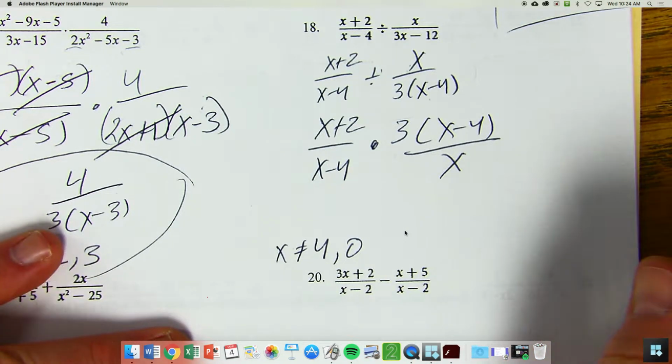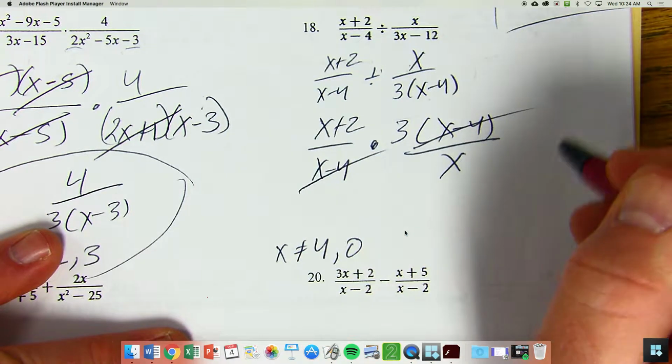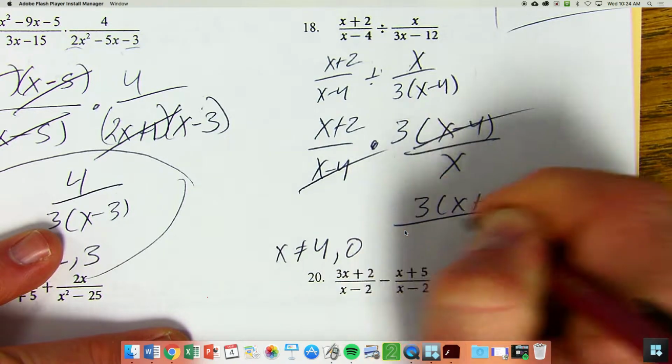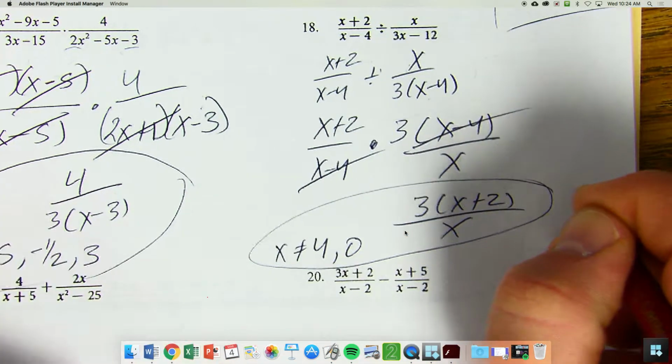So we get x minus 4 simplify out, and that's it. So I get 3 times x plus 2 over x. I'd call that a day.